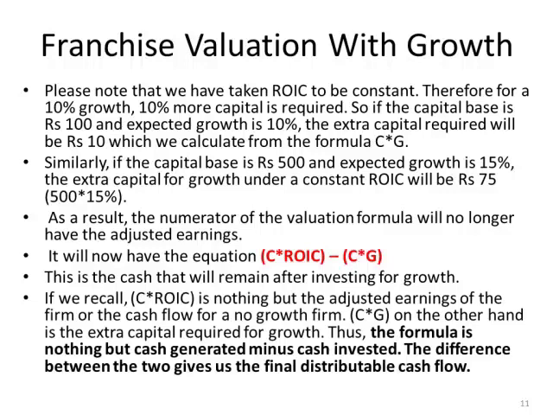So, if we recall, C times ROIC is nothing but the adjusted earnings of the firm, or the cash flow for a no-growth firm. C times G is the extra capital required for growth, right? So the formula then is just the cash generated minus the cash invested, right? So C times ROIC is what the company earns, C times G is what they invest. And the difference between the two gives us the final distributable cash flow.